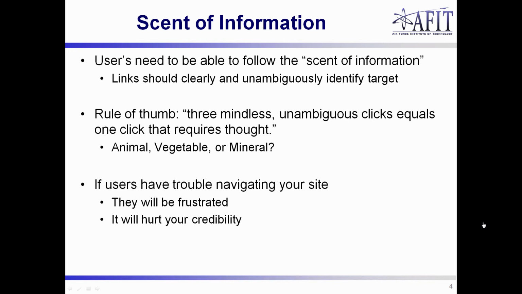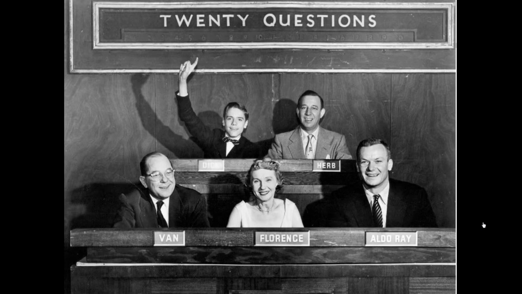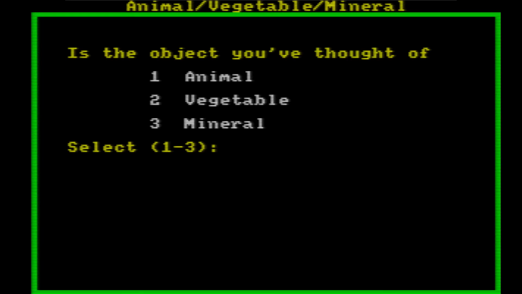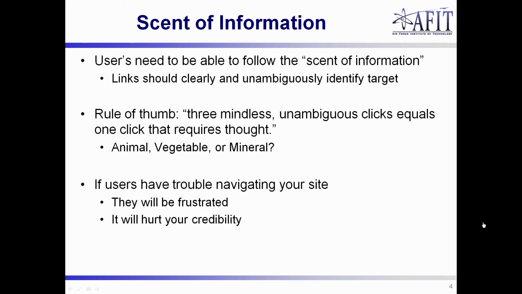So when we talk about unambiguous clicks, you should think in terms of the old game, 20 questions. One of the first questions that people often ask is, is it an animal, a vegetable, or a mineral? This is a mindless choice, especially if you presume that anything that's not an animal or a plant is logically a mineral. These 3 categories are mutually exclusive, and it's very easy to figure out which category whatever you're thinking about would fall into. You want to have the same type of mindless, unambiguous choices for your users.